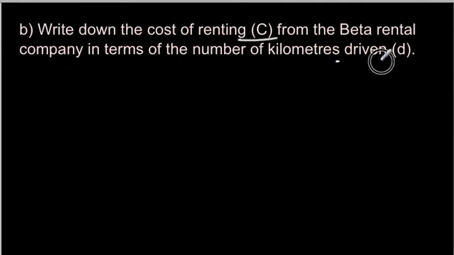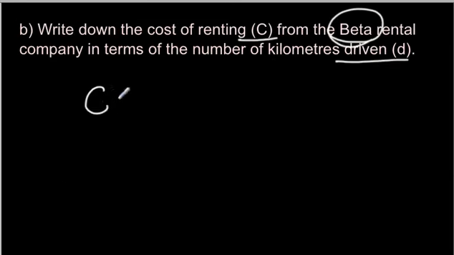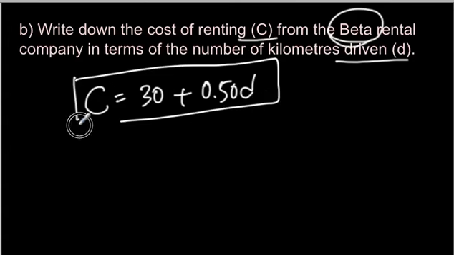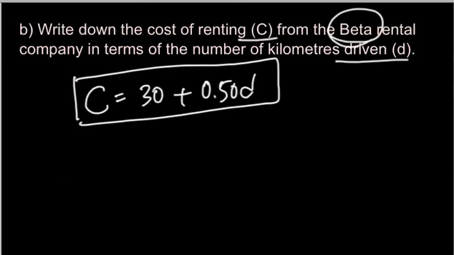So basically it's almost the same question, but now for the Beta car rental company. If we look back over here, we see the initial charge was 30, and they're charging 50 cents per kilometer. In other words, their cost is $30 initially plus 50 cents per kilometer. So this is 30 plus 0.5D, whereas the Alpha was 50 plus 0.3D. So observe the difference over there.